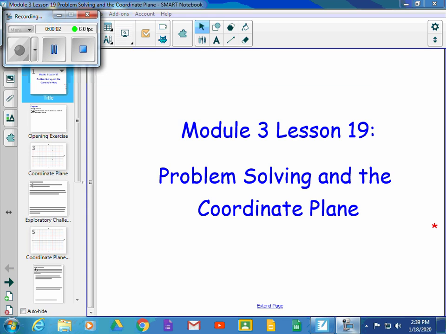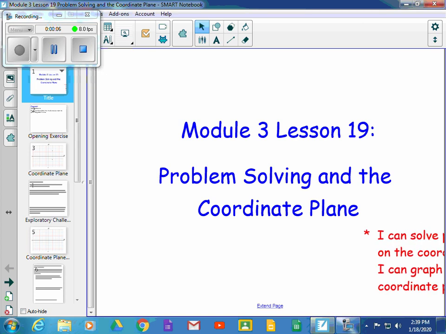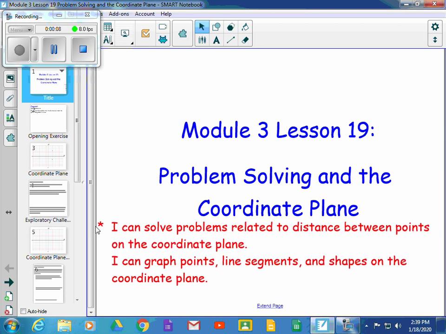This is Module 3, Lesson 19, titled Problem Solving and the Coordinate Plane. The goals of this lesson are: I can solve problems related to distance between points on the coordinate plane, and I can graph points, line segments, and shapes on the coordinate plane.